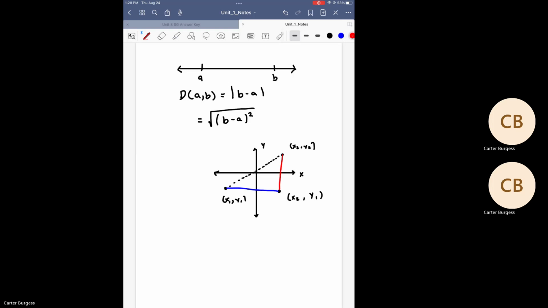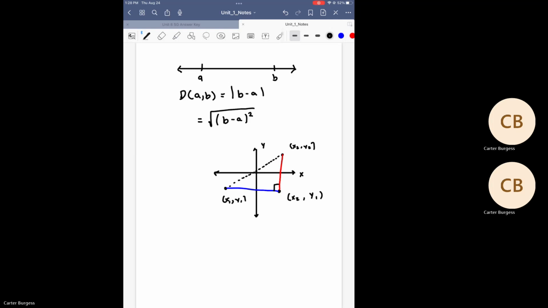Okay. Not just any triangle, though. What can I say about this triangle? It's a right triangle, right? Notice that our base is parallel with the x-axis. Notice that our height is parallel with the y-axis. And so what we get here is a right triangle.